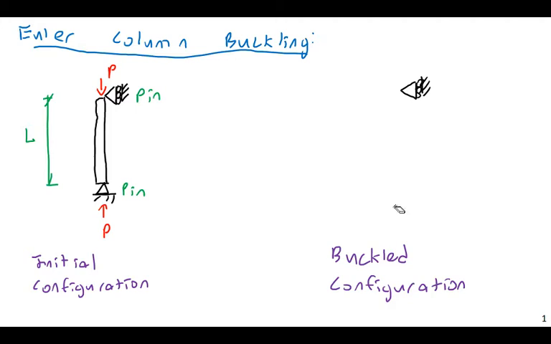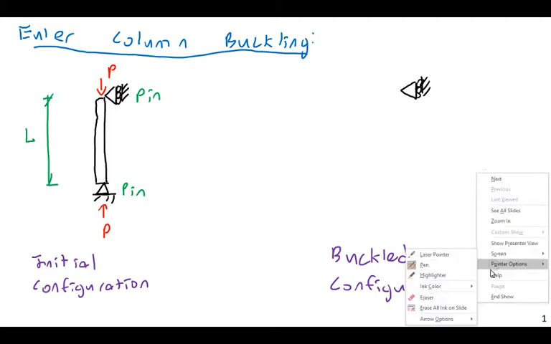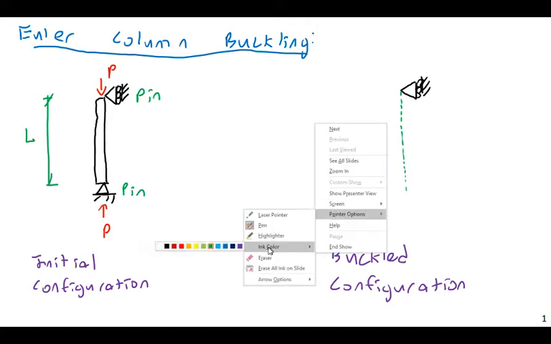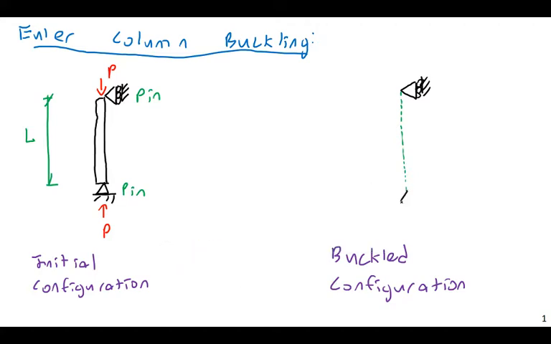I want to put a little green line showing the initial vertical line here, something like this, connecting to the bottom pin. And then the buckled shape is going to look something like this, if I can manage to draw an arc properly. Something kind of like this. Beautiful arc. Looks like a potato.